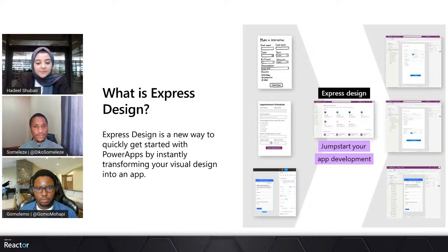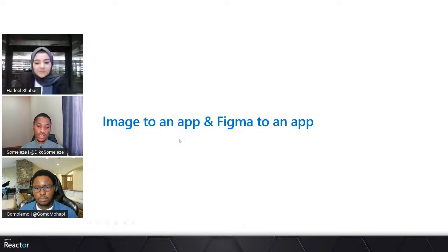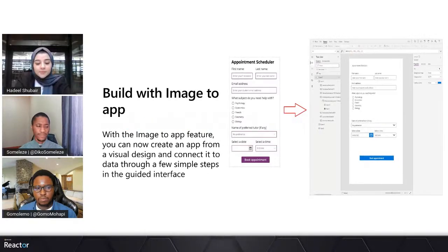So within Express Design, we have an image to app feature where you can create an app from a visual design and connect it to data through a few simple steps in the guided interface. Right. Image to app is one of the two options available within Express Design, which are image to app and Figma to app. What do these two mean? Let's start off with image to app.